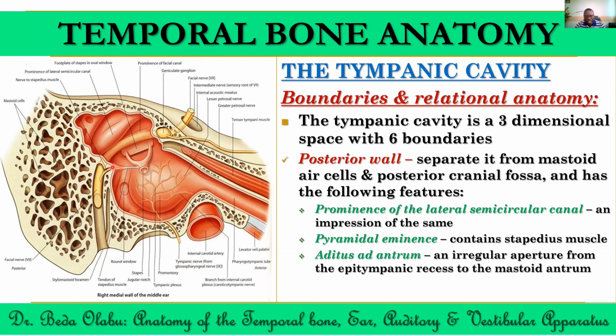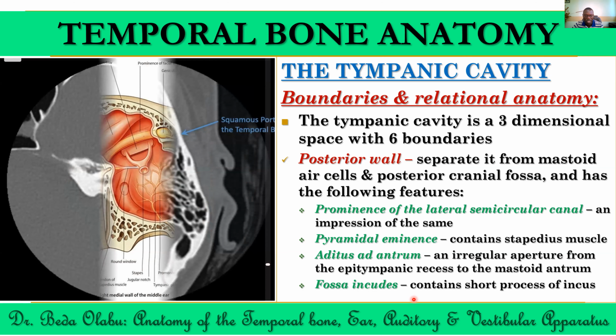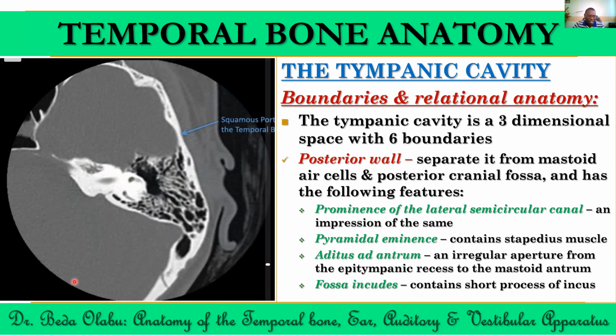We have the aditus ad antrum, which is the irregular aperture from the epitympanum towards the mastoid antrum. We had already seen it in the images. And we have the fossa of the incus, which is basically also what I'd shown you earlier, but perhaps I can show you that one again on these images.